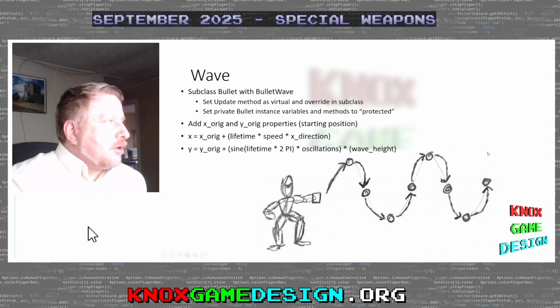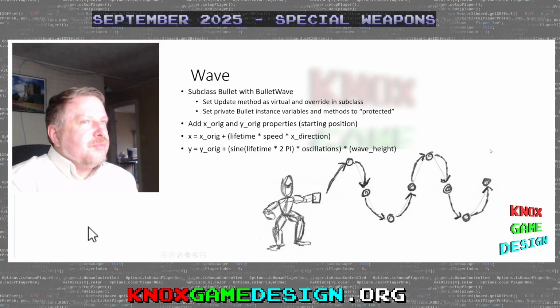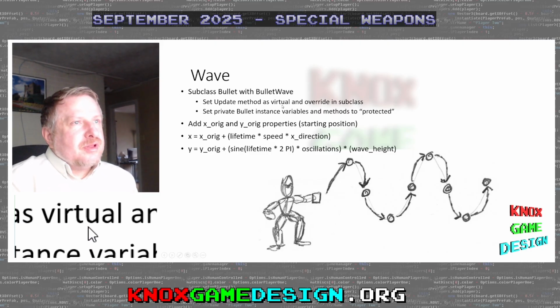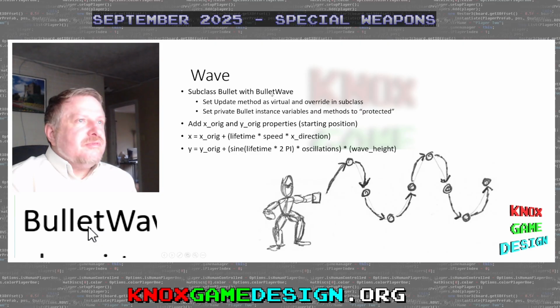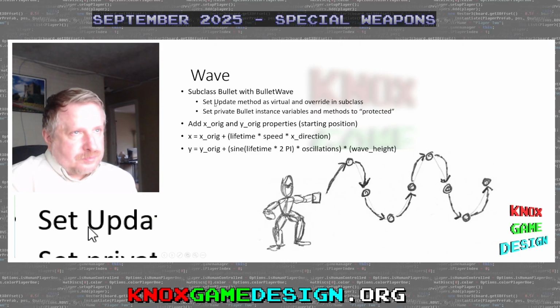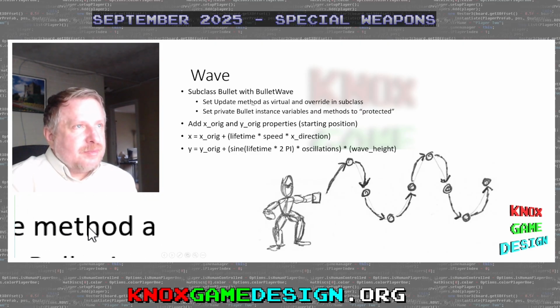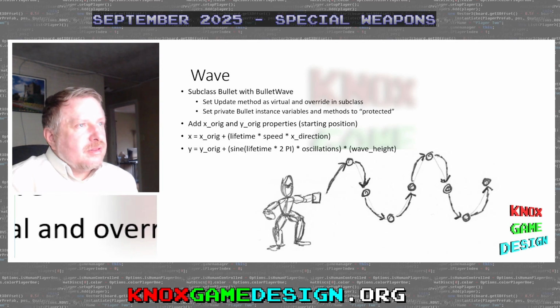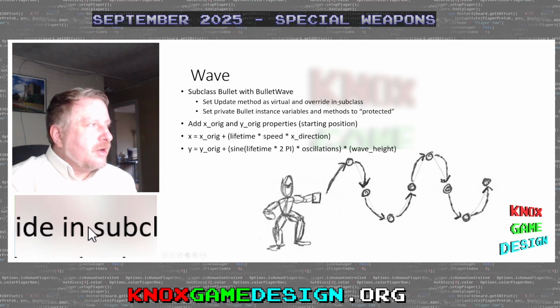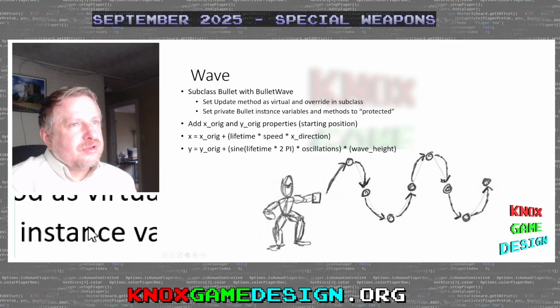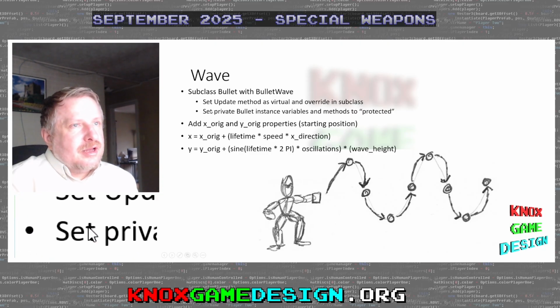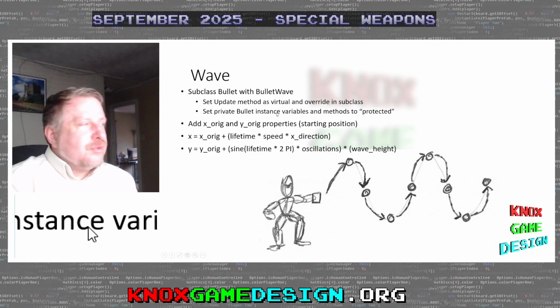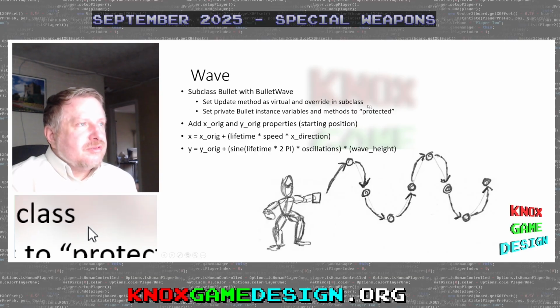So the next weapon I want to talk about is the wave weapon, the wave beam. Basically, we're going to subclass the bullet with the bullet wave. I'm going to have the update method as a virtual override, and it's going to be an abstract method, and we're going to override in the subclass using the override keyword in C#. All the private instance variables in bullet, we need to change those to protected, such as the X position and Y position, just so they're accessible in the subclass.